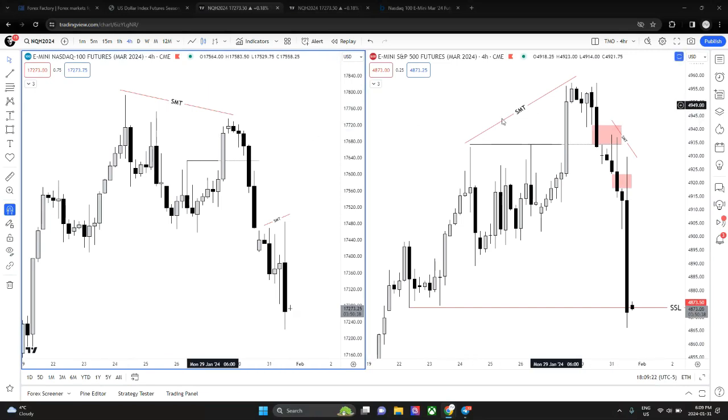So the asset class which makes the lower high is usually going to fall more. I'll say that again. When you have SMT divergence at highs, the asset class which makes the lower high, right here you can see that is Nasdaq, will fall more, right?